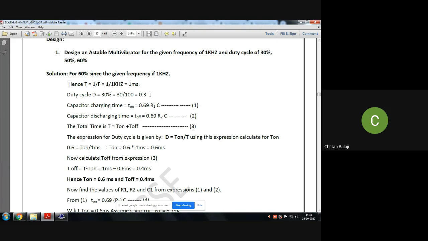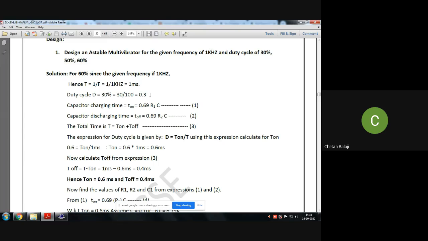Take the second formula, second line. D equals 60%, we are doing it for 60%, which is equal to 60 by 100, which is equal to 0.6. I will not do this again, I am telling you right now. You have to come to the lab and start doing it yourself once the class starts. So duty cycle D equals 60%, which is 60 by 100, having the value of 0.6.